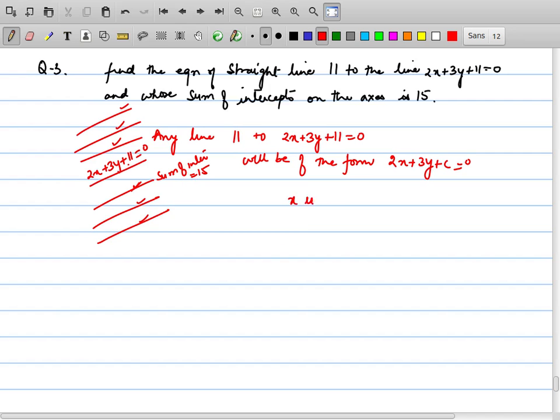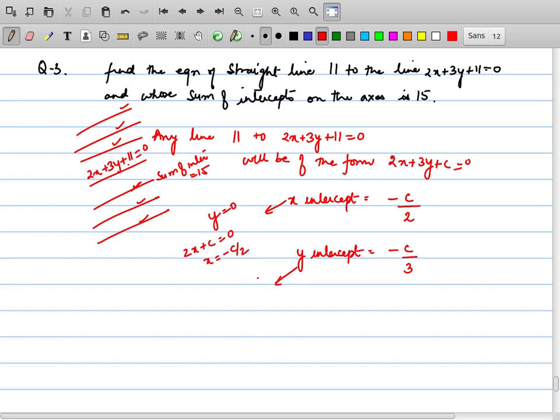Now we know how to find the intercepts of a line. The x-intercept is obtained by minus the constant part upon coefficient of x, and the y-intercept is obtained by minus constant part upon coefficient of y. Otherwise, for the x-intercept we put y equals 0, because the x-intercept is the point where the line cuts the x-axis. What do we get? 2x plus c is 0. Therefore x is minus c by 2.